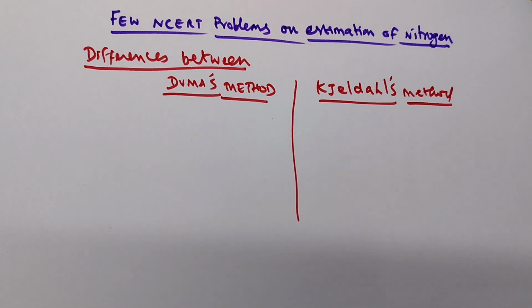In the last video we discussed a few NCERT problems on carbon, hydrogen, sulphur and halogens. In this video we are going to discuss a few problems on estimation of nitrogen. These are NCERT problems. Before working out the problems, first we will see the differences between the Dumas method and Kjeldahl's method. Both methods are used for estimation of nitrogen. What is the principle behind this?